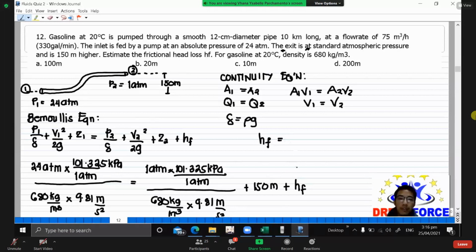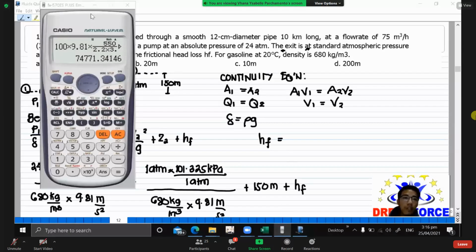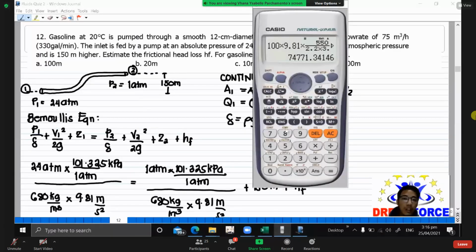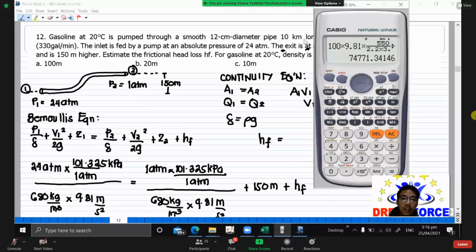Okay, so finally, let's calculate for your HF. So we have here 24 times 101.325 kilopascal divided by 680 times 9.81, minus 101.325 kilopascal divided by 680 times 9.81, then minus 150. At 3,480.